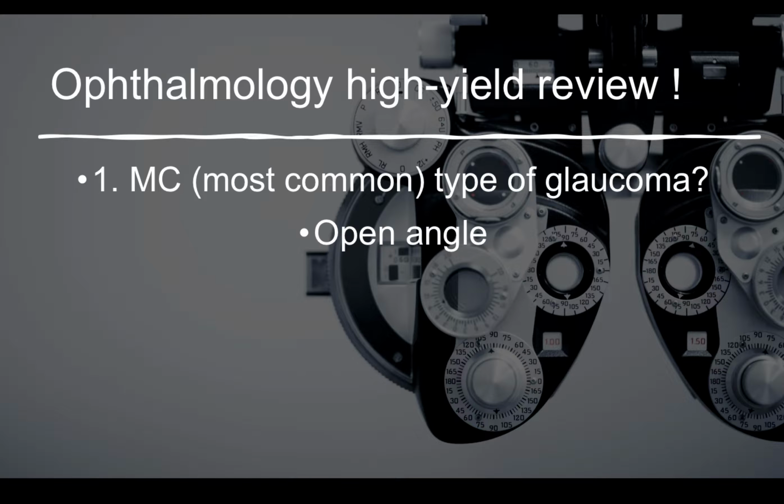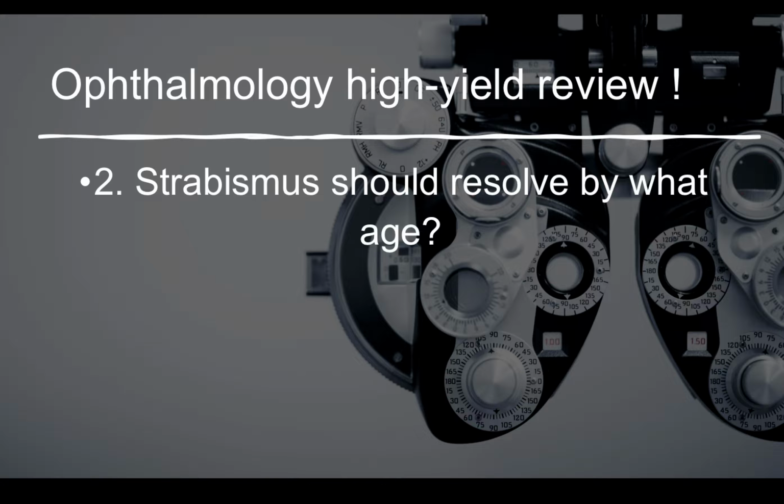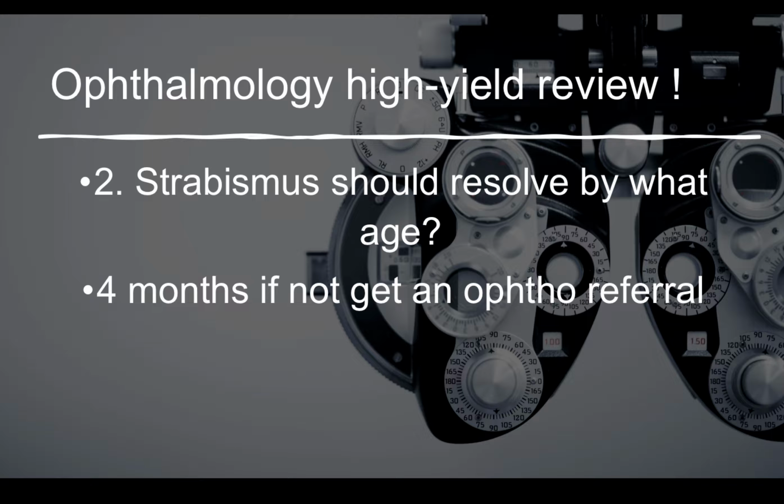Question number 2. Strabismus should resolve by what age? So you're going to get a question stem with a patient that has a diagnosis of strabismus, and they're going to ask you this should likely resolve by what age, and that is 4 months. If it's not resolved by 4 months, we should get an ophthalmology referral for that patient.